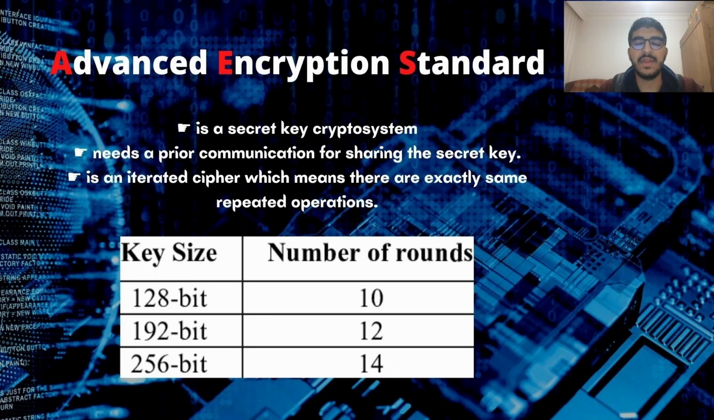Now, I move on to the Advanced Encryption Standard. AES is a secret key cryptosystem, which means it needs prior communication for sharing the key. It is an iterated cipher, and the number of its rounds depends on the length of the key. If the key length is 128 bits, the number of its rounds is 10. If the key length is 192 bits, the number of its rounds is 12. If the key length is 256 bits, the number of its rounds is 14.